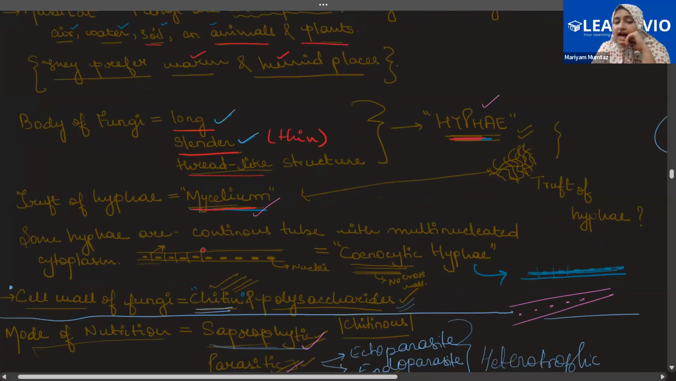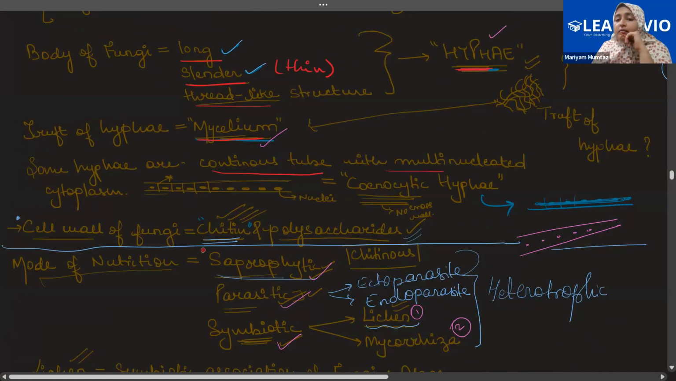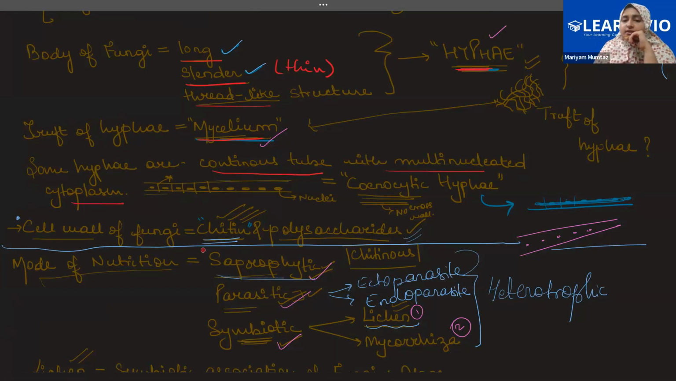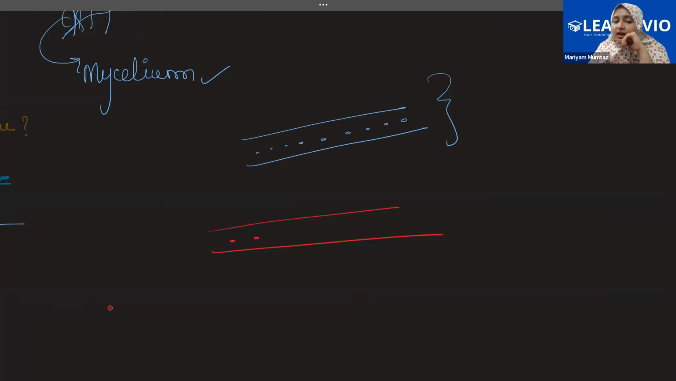Now, hyphae are of many types. Some hyphae are continuous tubes with multinucleated cytoplasm. Do you remember, hyphae is like a tubular structure like this, and in that there is a multinucleate condition, meaning multiple nuclei are present. Now, when I was teaching you about cell division in general, what happens? The nucleus divides and then the cell divides, isn't it? Normally. Now, here the cell will not divide and this whole thing will have multiple nuclei present in it.